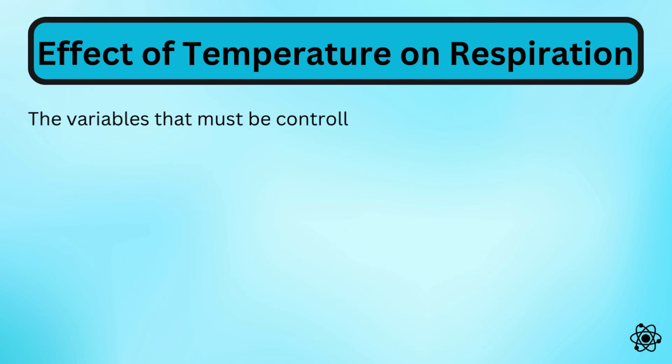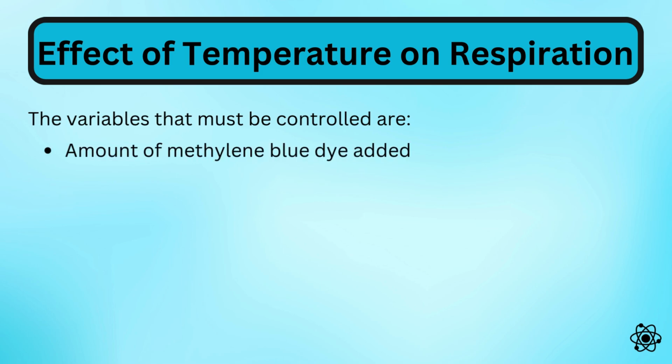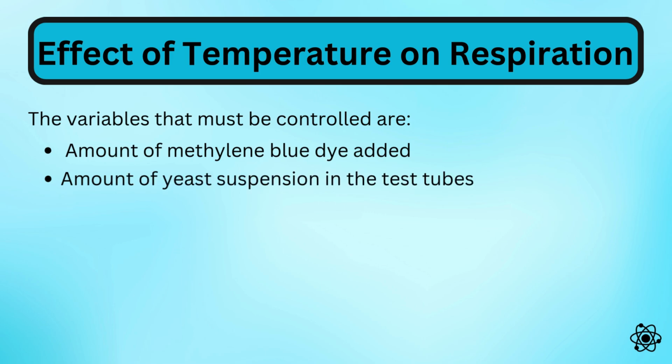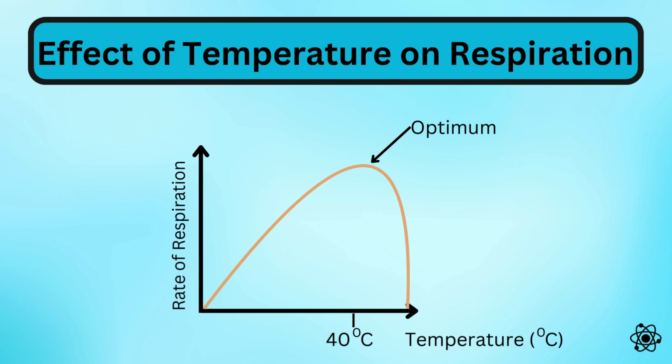The variables that must be controlled are the amount of methylene blue dye added, the amount of yeast suspension in the test tubes, the concentration of glucose, and pH. The time taken for color change can be converted into rate of respiration with the formula rate is equal to 1 divided by time. And a graph like this may be observed with the result of this experiment.